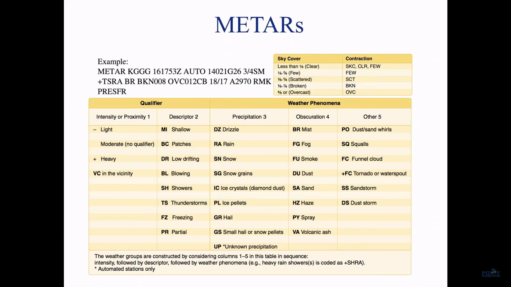9, temperature and dew point, 18/17. The air temperature and dew point are always given in degrees Celsius. Temperatures below 0 degrees Celsius are preceded by the letter M to indicate minus. 10, altimeter setting, A2970. Reported as inches of mercury, Hg, in a 4-digit number group, it is always preceded by the letter A.